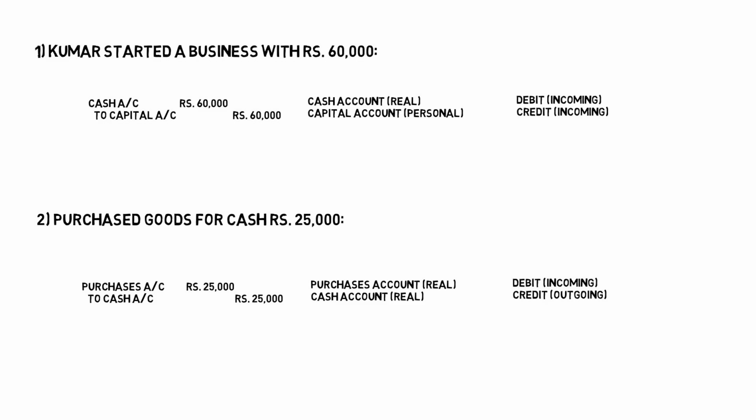You have purchased goods which you're definitely going to use in your day-to-day operations or for manufacturing and production of further goods in the business. And then you have the third transaction, which speaks about sold goods for cash of rupees 25,000. So here the journal entry is cash account debit rupees 25,000 to sales account rupees 25,000.